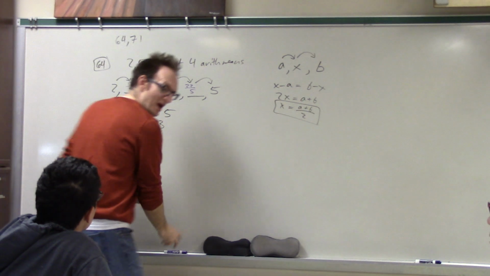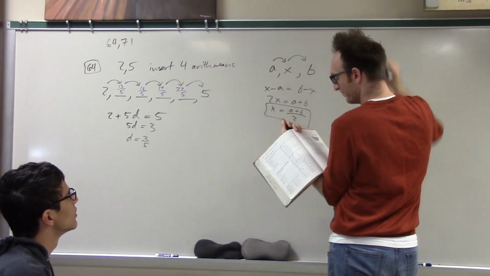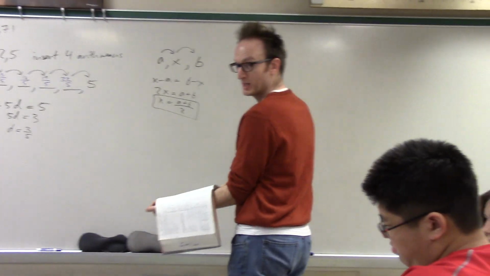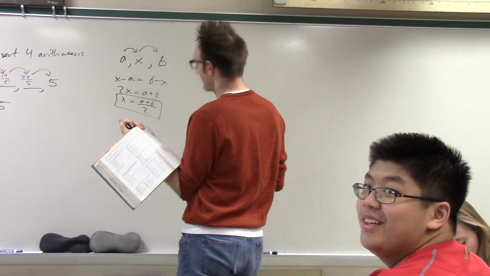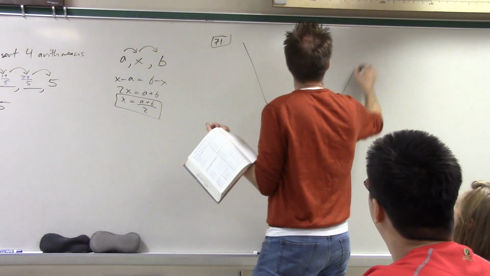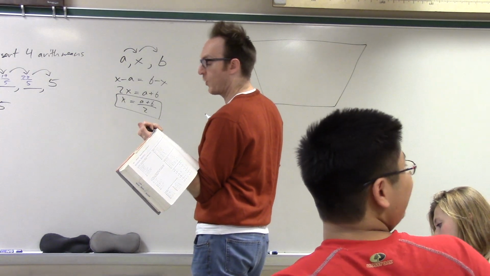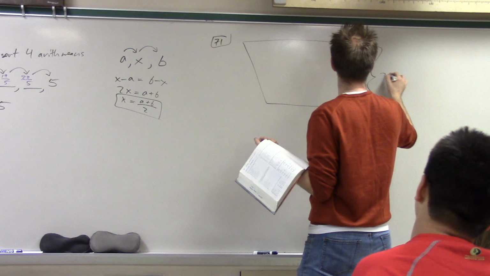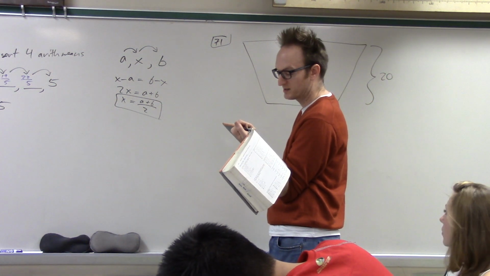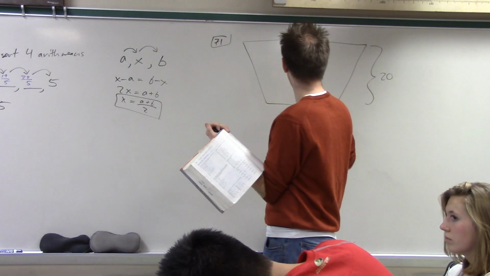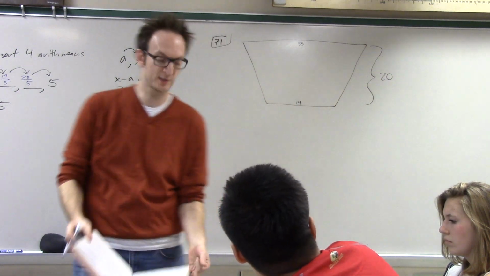Last one is this brick problem, number 71, the brick pattern. Here's what it says. A brick patio is roughly in the shape of a trapezoid, and the patio has 20 rows of bricks. The first row has 14 bricks, and the 20th row has 33 bricks. How many bricks are in the patio all together?